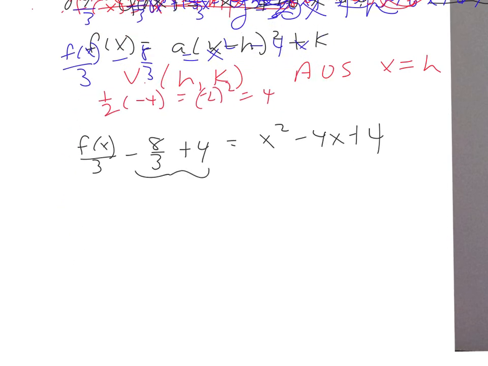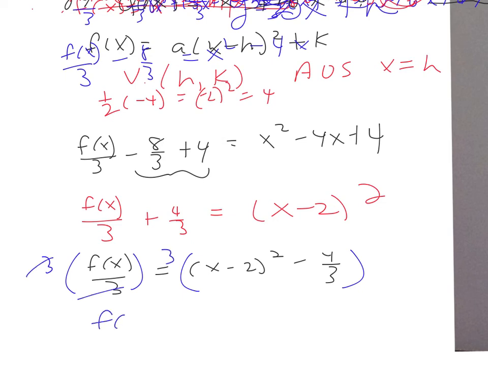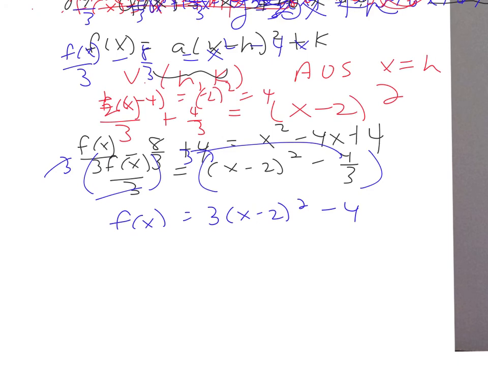All right, so we have this here. The negative 8 over 3 plus 4 is 4/3, so it's f of x over 3 plus 4/3 equals x minus 2 squared. So minus the 4/3, so f of x over 3 equals x minus 2 squared minus 4/3. To get rid of the 3, multiply both sides by 3. So that cancels on that side. F of x is equal to, you have to distribute. So it's 3 times x minus 2 squared minus 4. And now I need my vertex. Vertex would be 2, negative 4. And the axis of symmetry is x is equal to 2.